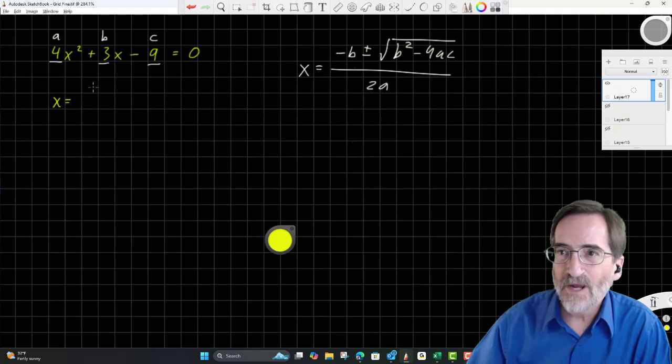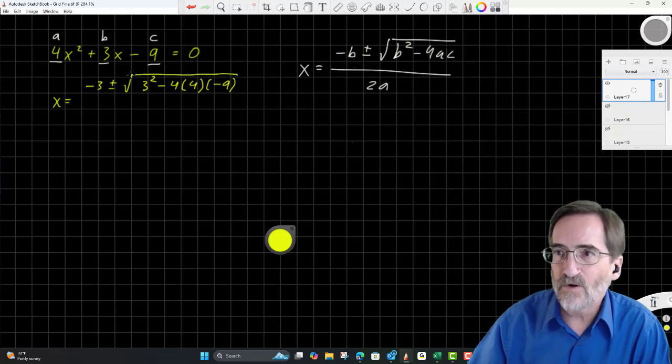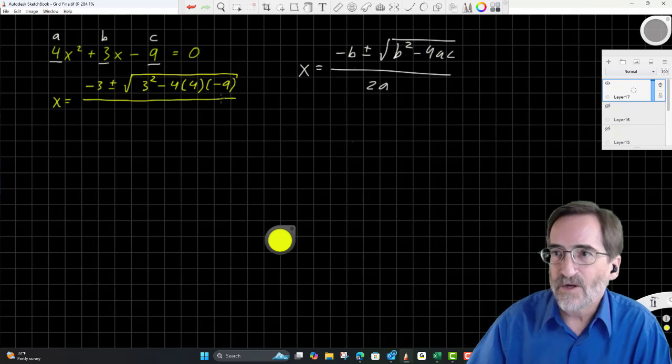x equals negative b, that's negative 3, plus or minus square root b squared, that's 3 squared, minus 4 times a, 4, times c, negative 9. Be really careful about signs. If one of the coefficients is negative, you need to include the negative in parentheses with that letter. Okay, all over 2a, 2 times 4.